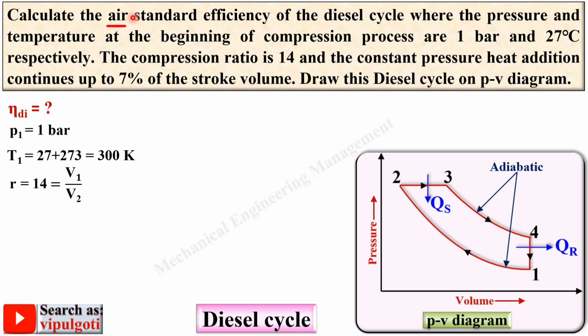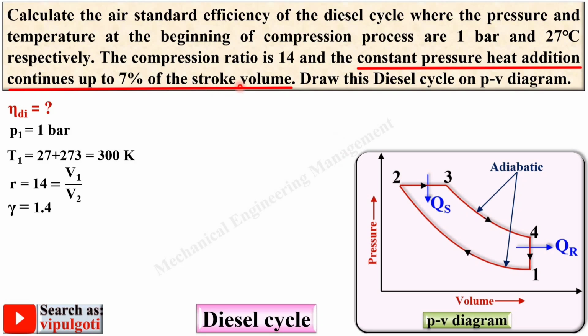Next, here it is given to you air standard cycle. So obviously you can assume gamma is equal to 1.4. Now the very important statement, constant pressure heat addition continues up to the 7% of the stroke volume. So they are talking about this process 2-3.